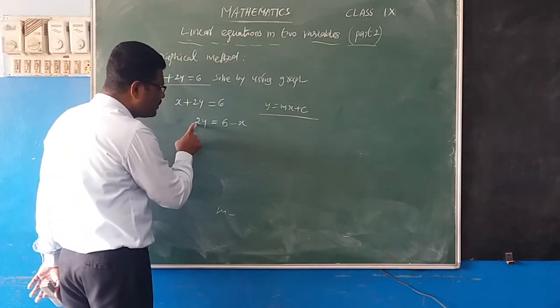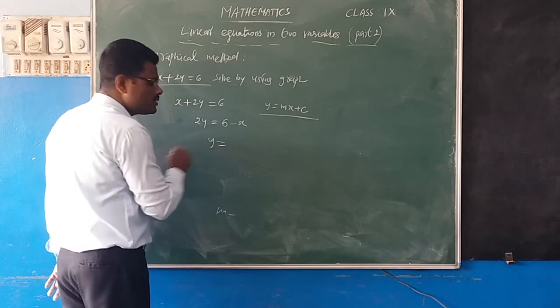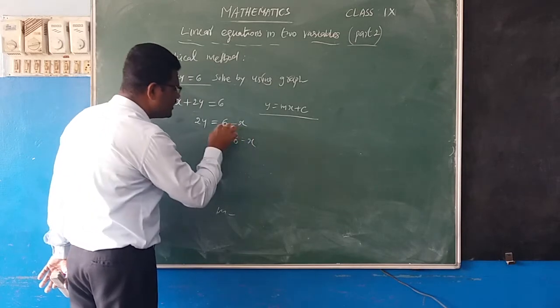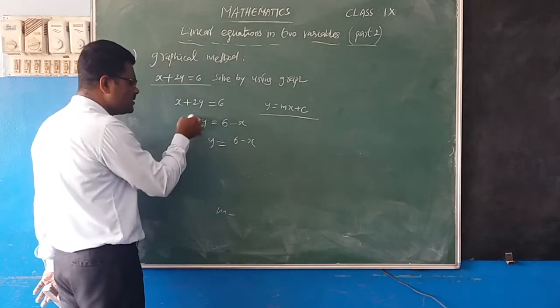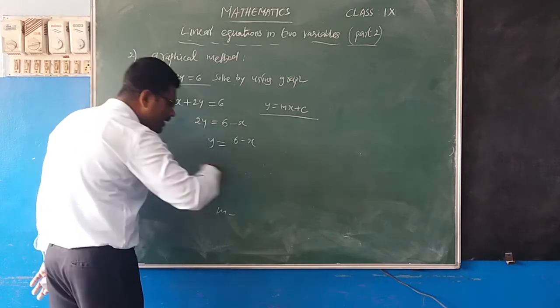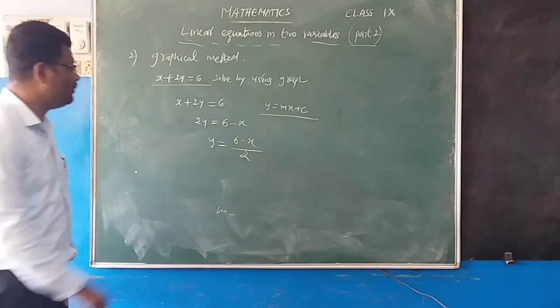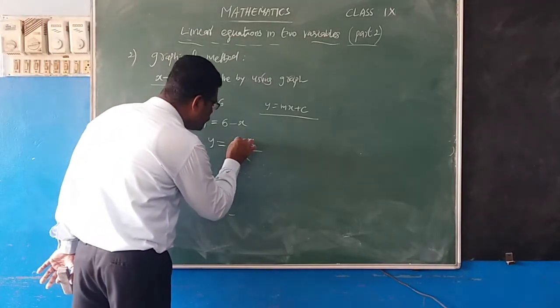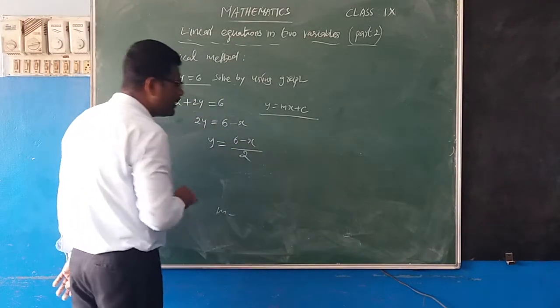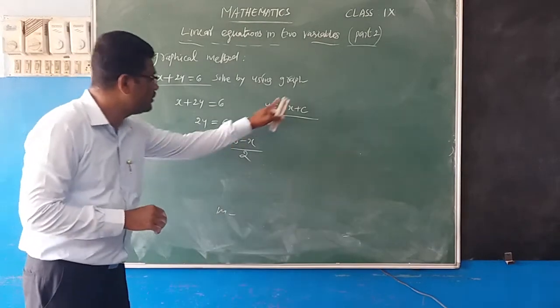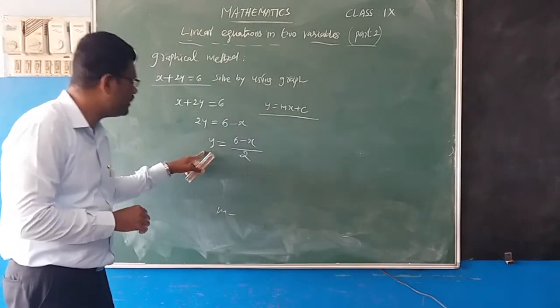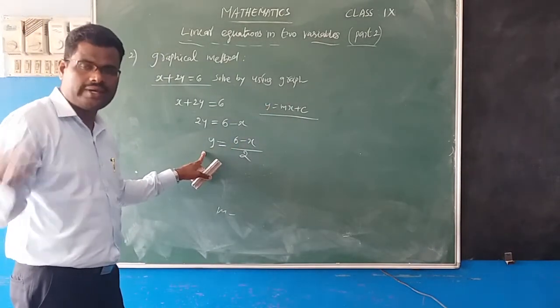Or y is equal to what happens? Y is equal to 6 minus x. 6 minus 6 as it is, y as it is. What is the relation? Multiplies when it comes this side, divides to both. So finally we will get y is equal to (6 minus x) by 2. This is the linear equation in terms of y.